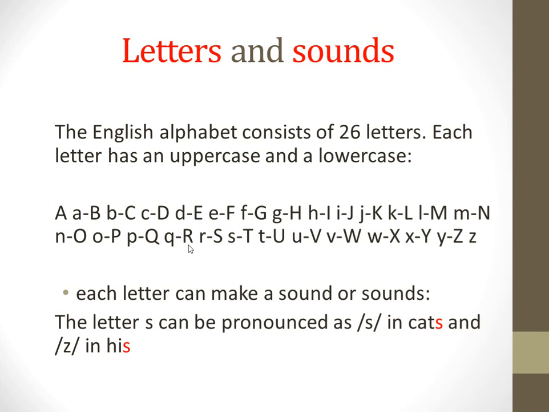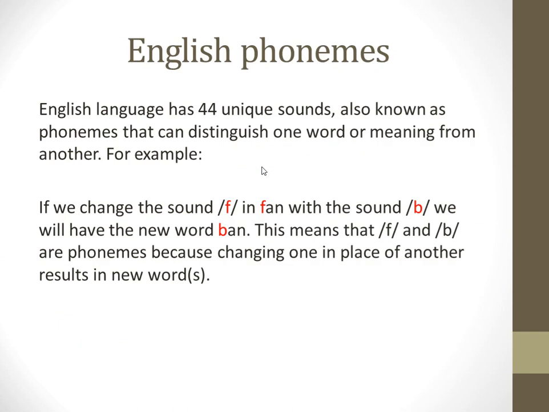We have the letter S that can have more than one sound. We have the letters C and H that can produce "chair." We can have the letters P and H that can produce the sound F. So these 26 letters can produce different sounds, and changing these sounds can result in different words, and these are called the English phonemes.